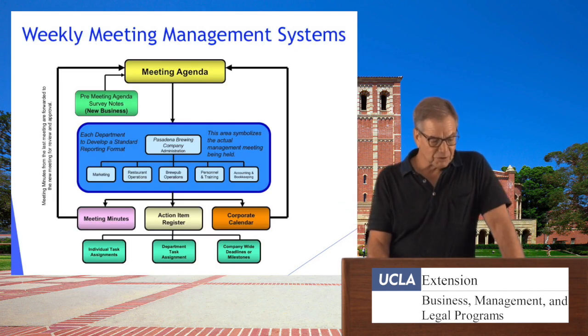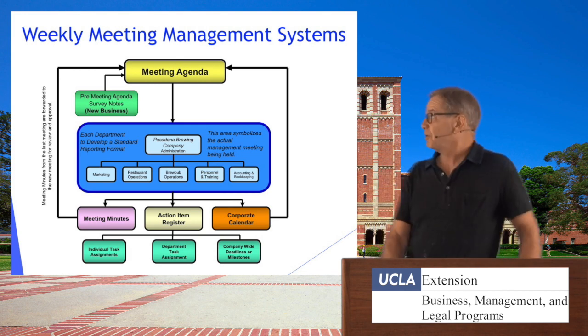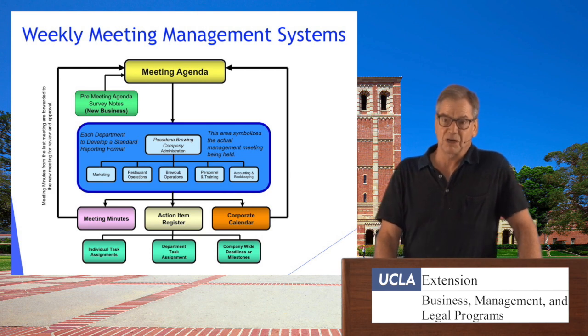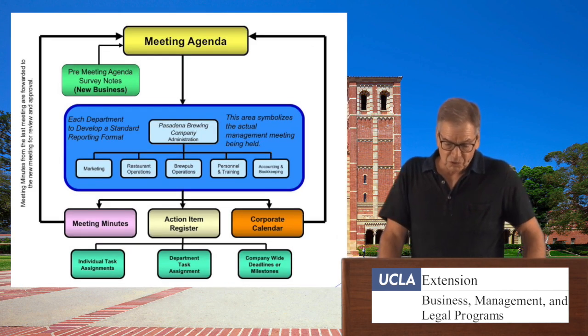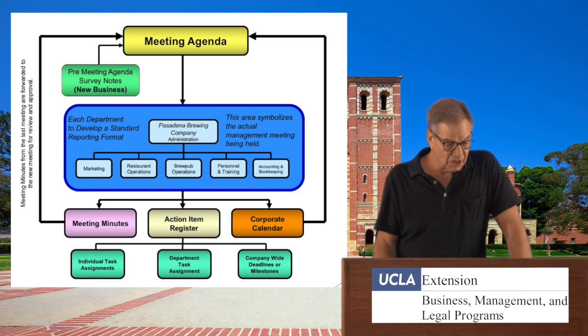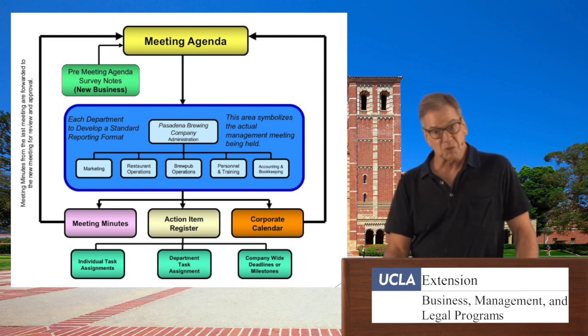This particular diagram here is very comprehensive. It lays out all that goes on in corporate administration. So if we start to take a close look at it, we have meeting agendas. We have the actual meeting. The blue box represents the actual meeting.